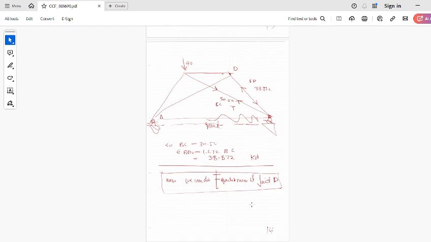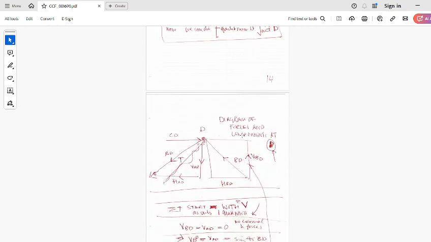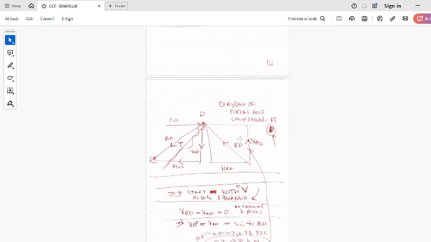We can now do equilibrium of joint D. So here is the diagram of forces and components at joint D. We've got BD is compression in, AD is tension out, CD is compression in. VBD must be up, so VAD must be down to balance it. BD, we know that's compression, so AD must be tension because VAD is down.